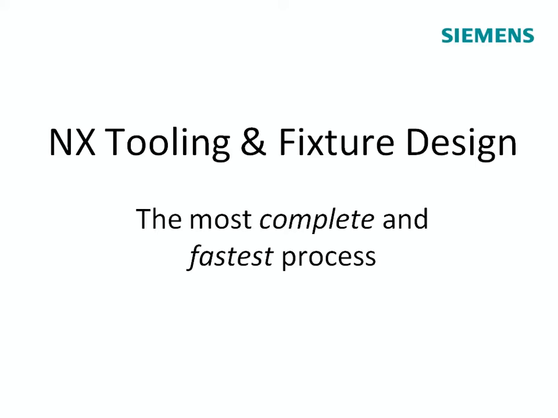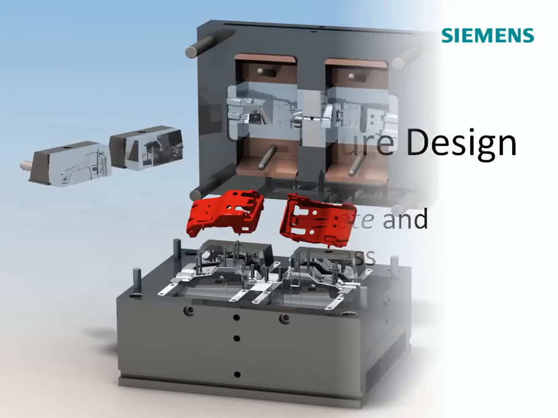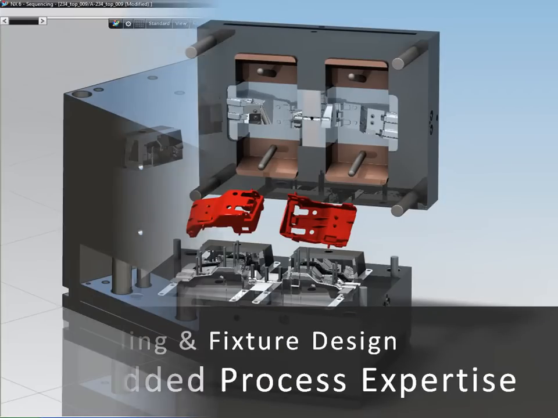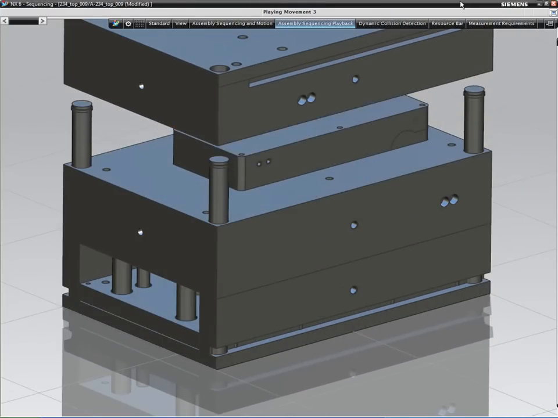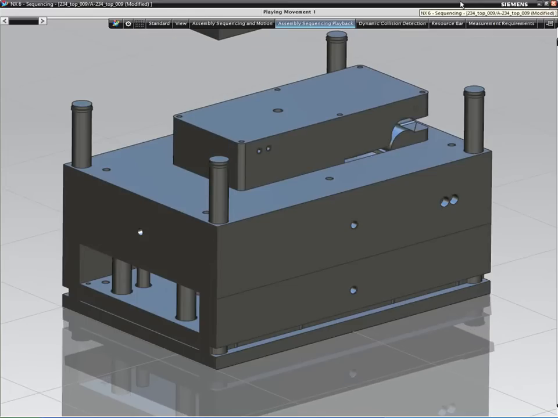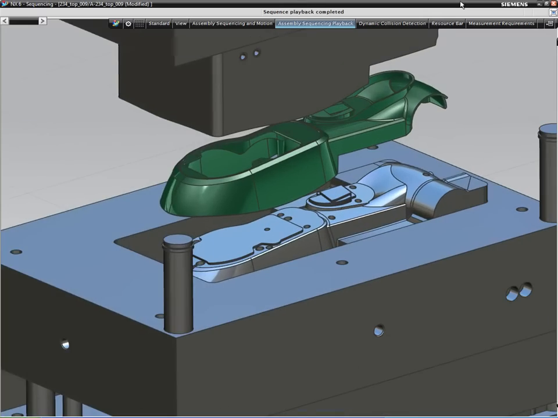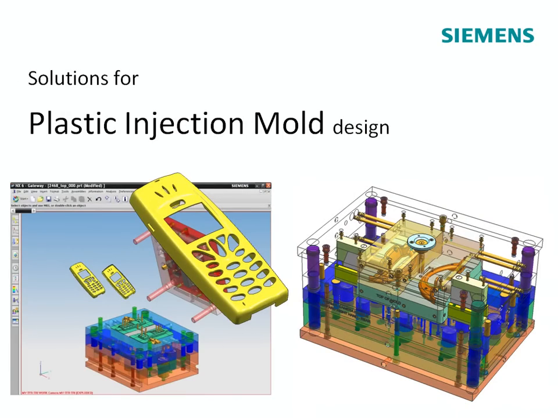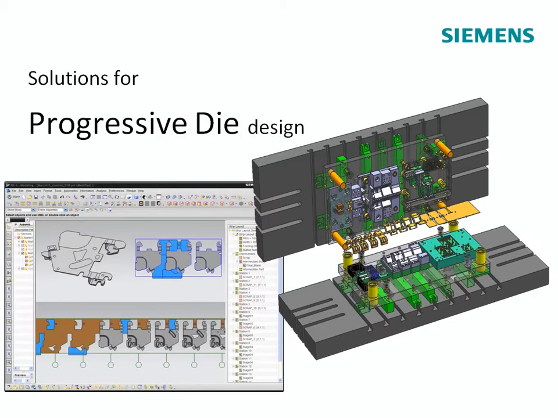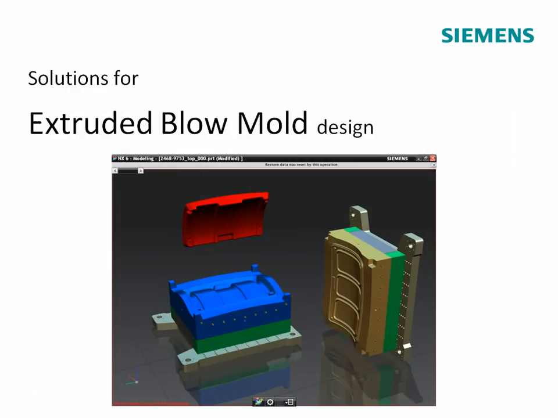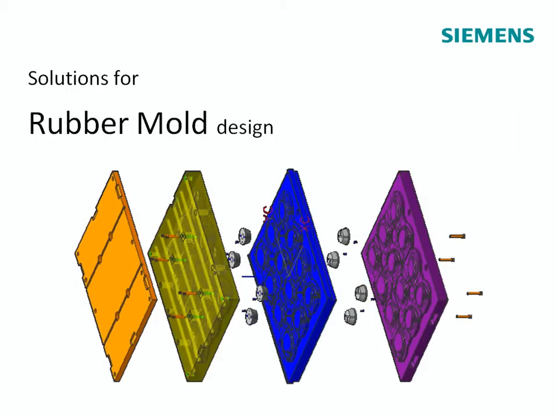NX offers a range of specialist applications for tool and fixture design. An extensive range of process-specific functions have been built onto a common platform of advanced 3D and assembly modeling to provide proven applications for injection mold, progressive die and stamping, or transfer die design. These process-specific functions embed key expertise into each application, enabling much of the tool design work to be automated.